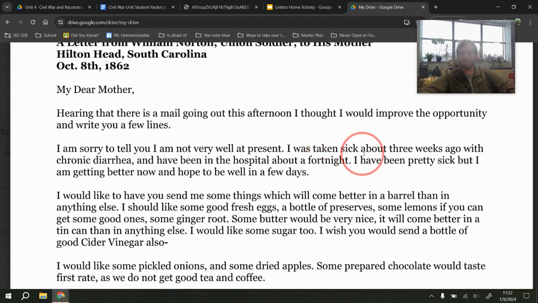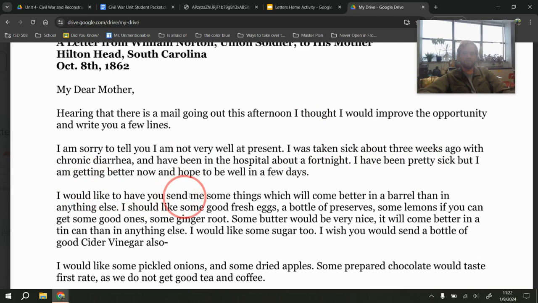William seems like he's trying to tone it down because he might be writing to his mom, so he doesn't want to concern her. He's been in the hospital for 2 weeks, but his next line says, I've been pretty sick, but I'm getting better now and hope to be well in a few days. For somebody who's been in the hospital for 2 weeks, you might not want to tell your parents everything that you're feeling because it's going to super worry them. So he's trying to give us a positive note there.